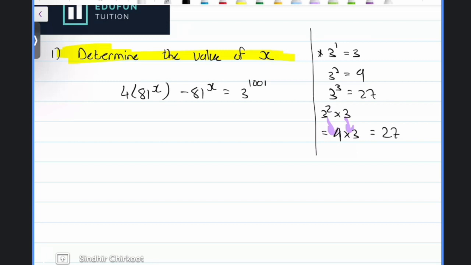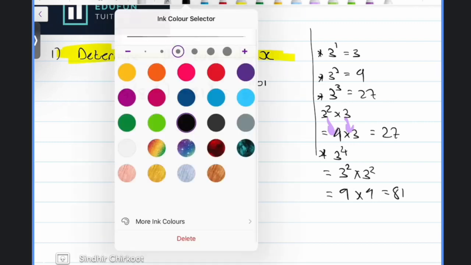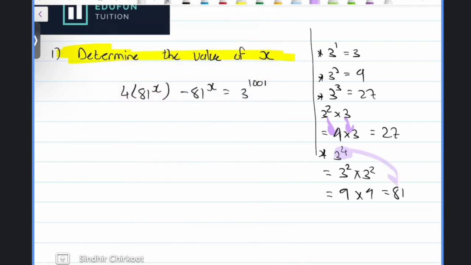Now the same thing goes for 3 to the power of 4. How do we figure out what 3 to the power of 4 is? This can be broken up as 3 squared times 3 squared. So what is 3 squared? It is 9. The other 3 squared is obviously 9. 9 times 9 is 81. Now obviously you have to know your basic multiplication for this. You can't just skip it. You have to understand how your basic multiplication works. So that's our 81 there. So we know that 3 to the power of 4 is essentially 81.